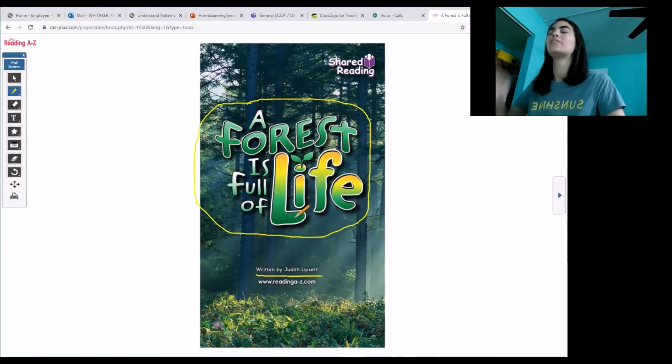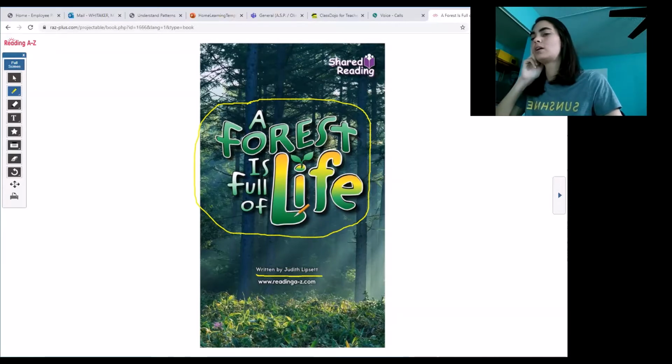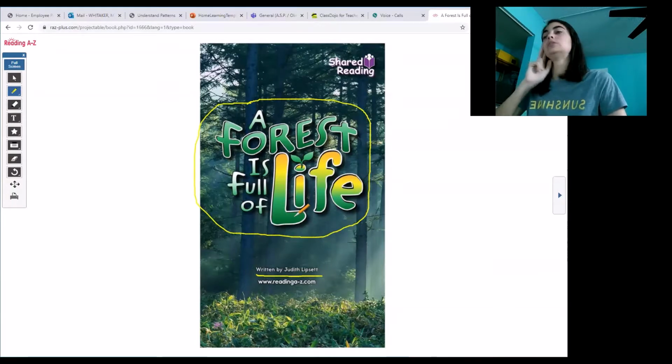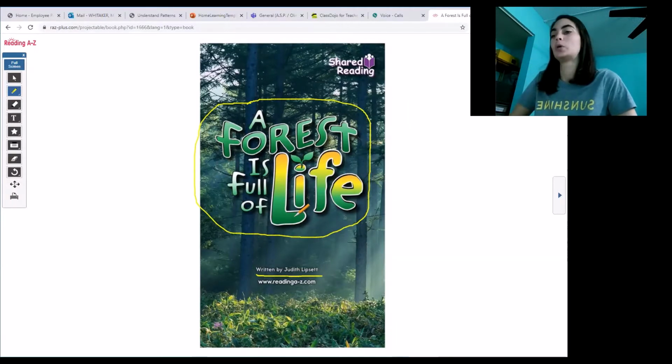Right away, I'm thinking, is a forest real or is it fake? So I know a forest is real. Okay, so what kind of genres do I know are real? I know there's nonfiction, so not fake. I know there's expository, giving you real information and facts. So let's see what we're going to find out.